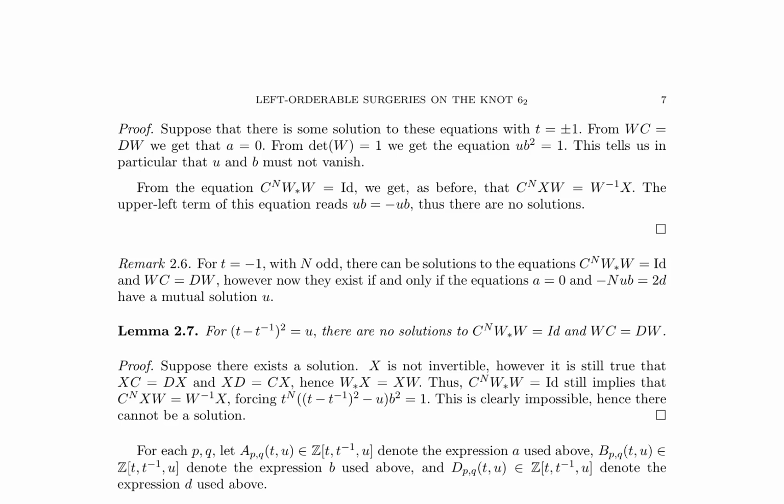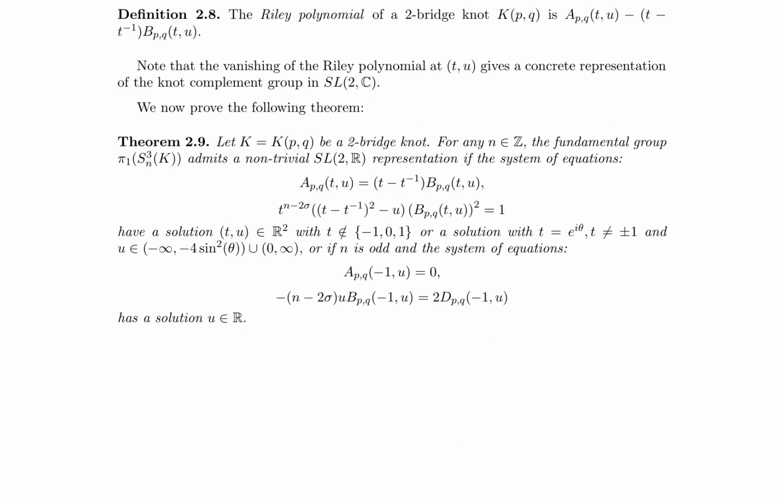The research discusses left-orderable surgeries on the knot 6_7, focusing on the existence of non-trivial SL(2,R) representations for the fundamental group of the knot complement. It starts by proving that for t equals plus or minus 1, there are no solutions to the equations. Then, it introduces the Riley polynomial, which is used to represent the knot complement group in SL(2,C).